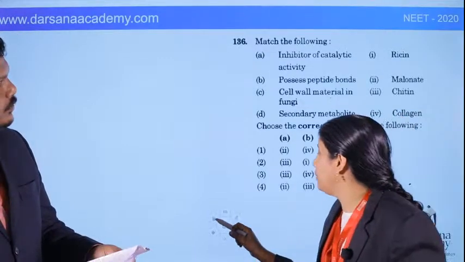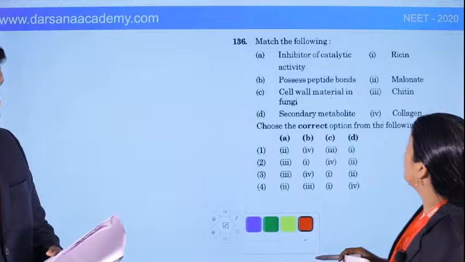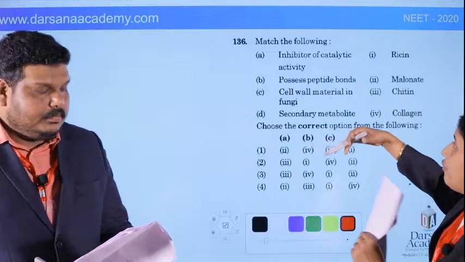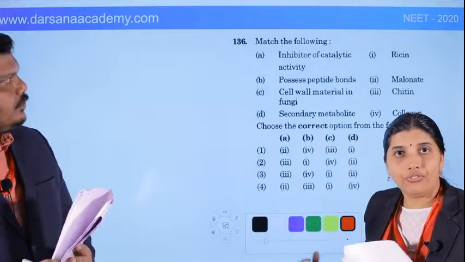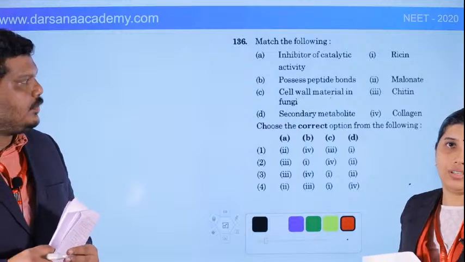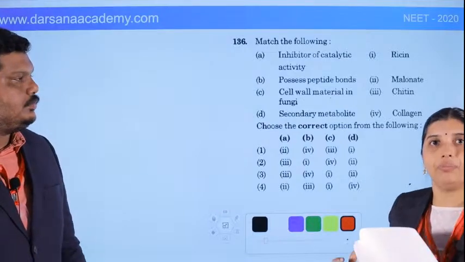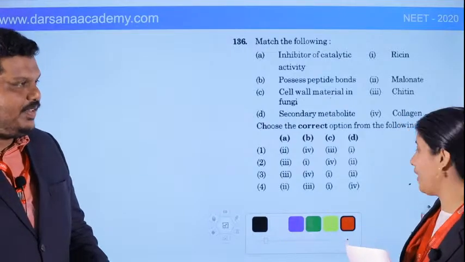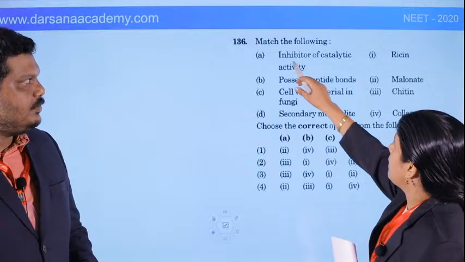That is also from the botany. We can see that different chapters are there in the single question. That is the importance of NCERT and that is the importance of biology. That is the specialty of biology, right? Different chapters are there. This matches the column.